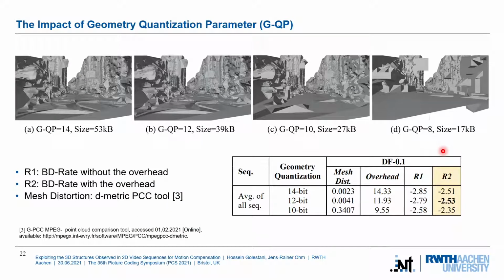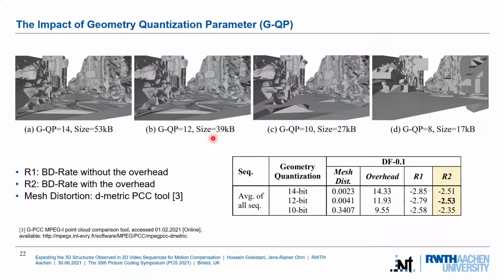Okay, another parameter to be studied is the geometry quantization parameter. Of course, lowering the quantization parameter from 14 to 8 causes very coarse quantization. As you can see, by reducing the quantization parameter to 8 bits, we get a very small but extremely distorted mesh for this one. But the overhead would be very small compared to, for example, this one.